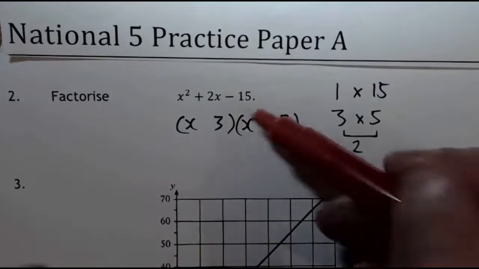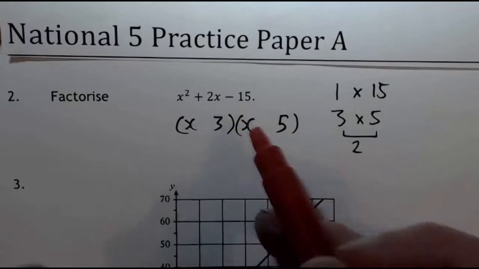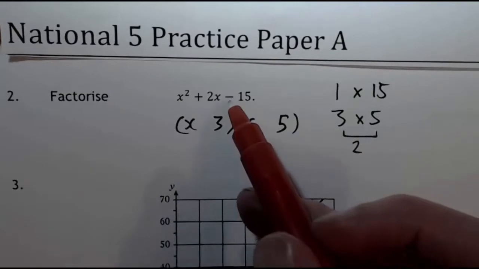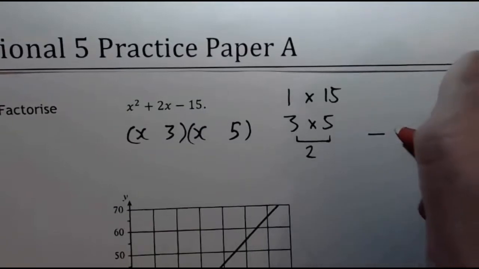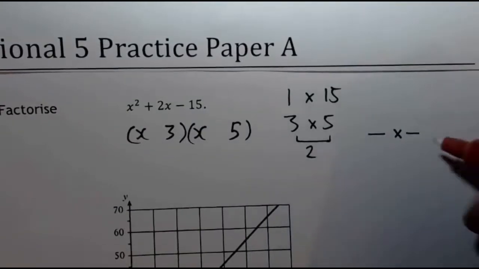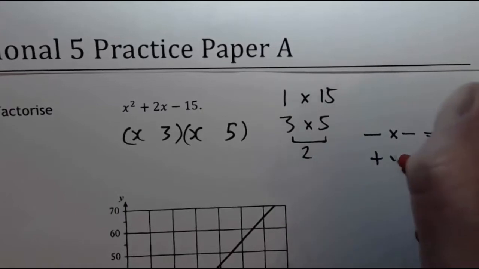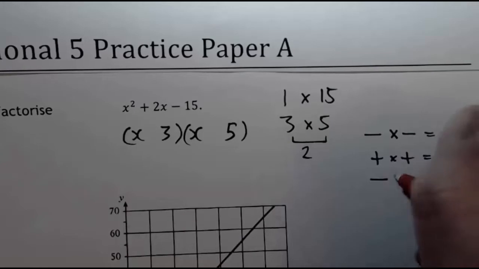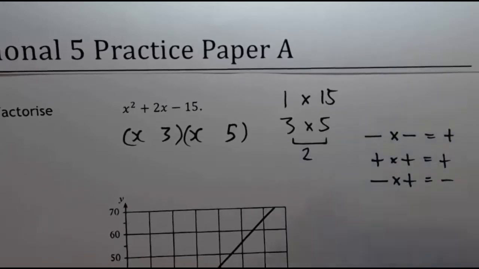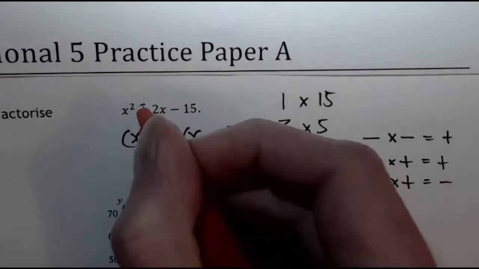Now we obviously have to take care of the signs. So we're going to be multiplying two numbers, and it's going to have to give you a minus 15. So we know if we multiply a minus times a minus, that gives you a positive. If we multiply a positive times a positive, that gives you a positive. So it's going to be one of the numbers will be a minus, and the other one will be a positive.